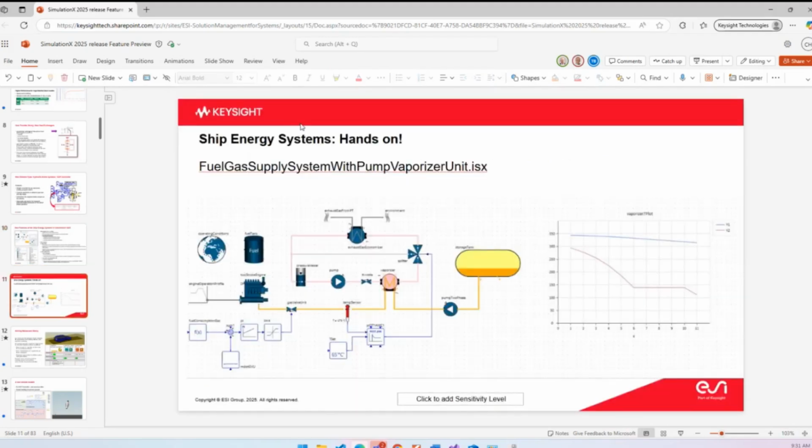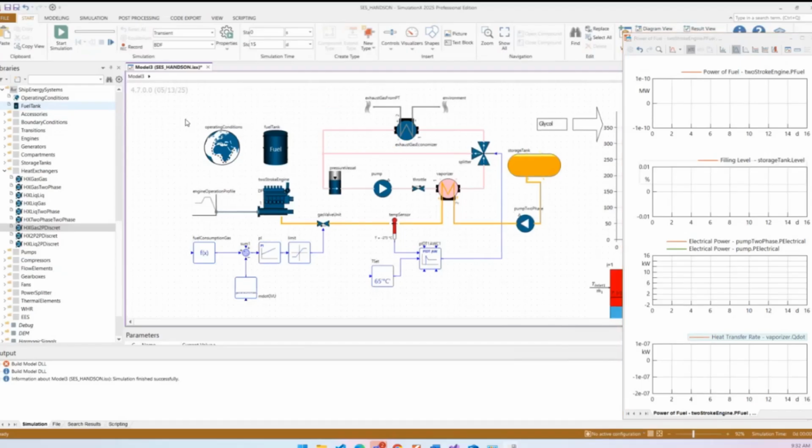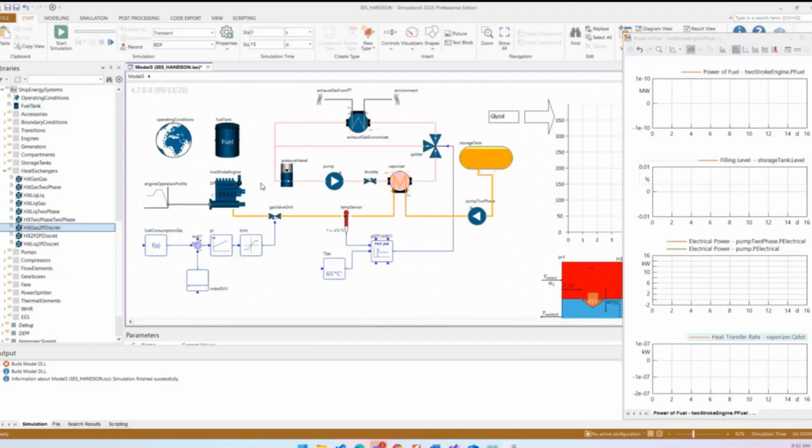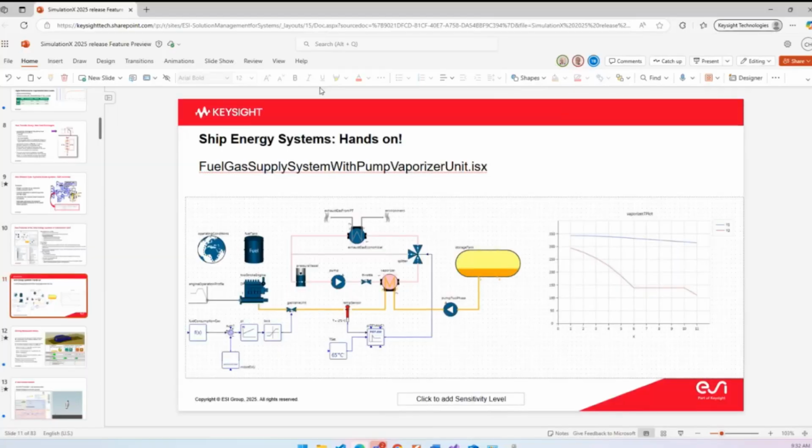And now we will have a small hands-on where I want to show you all these facts I told you. So let's go to SimulationX. What you can see here is one of our new samples. This sample is called, just have a look, fuel gas supply system with pump and vaporizer unit.